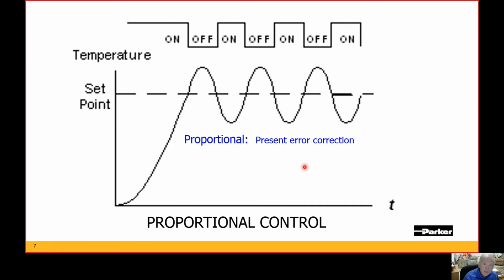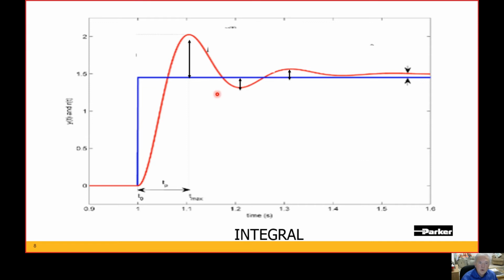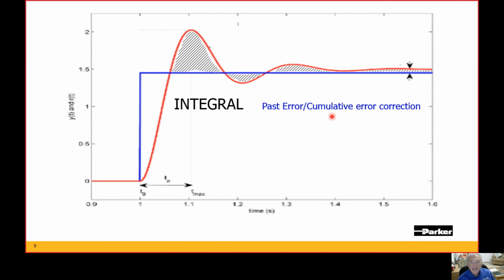We need to get more precise. We add integral. Integral looks at the error. More specifically, integral is past or historical. It looks at the error historically, and what it does is it tries to correct that error. So it looks at the amount of time we were in error here, compares it to this amount of error, compares it to this great amount of error.